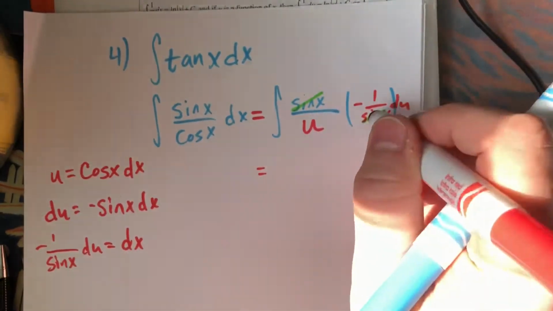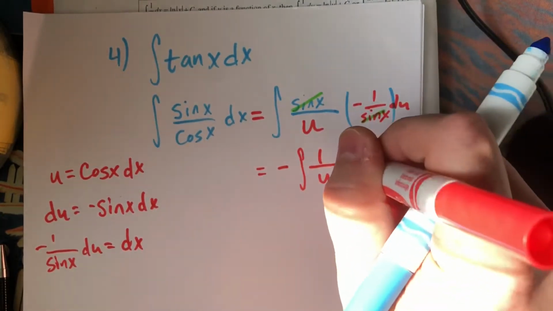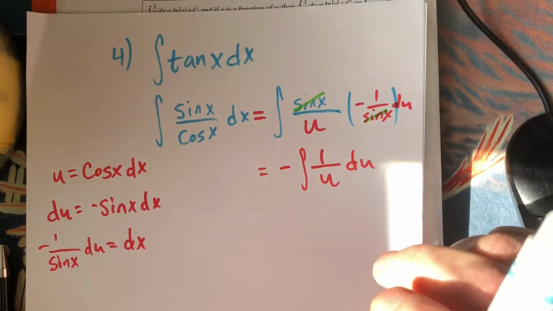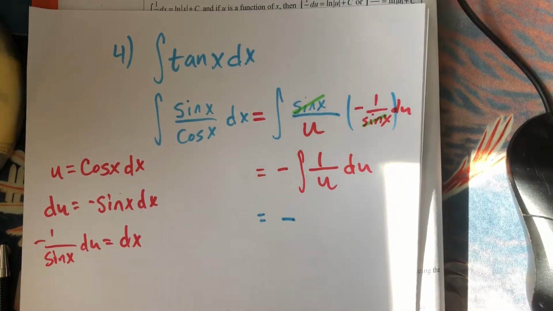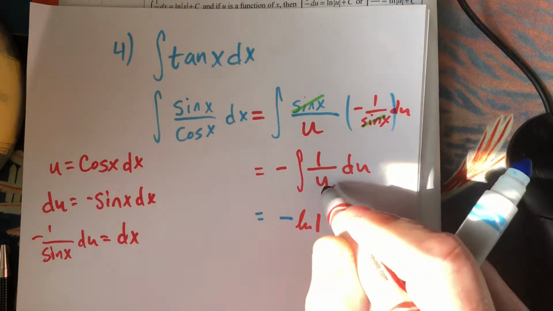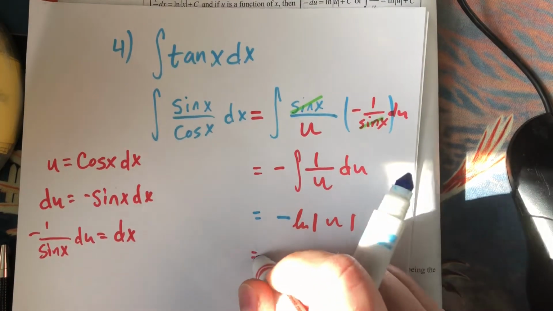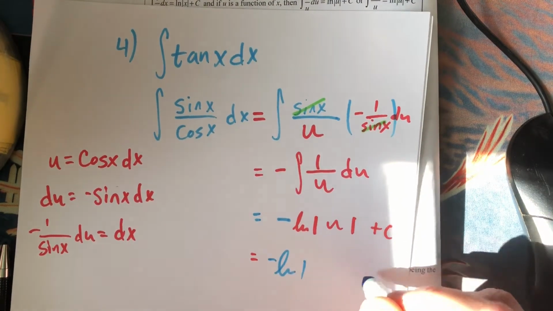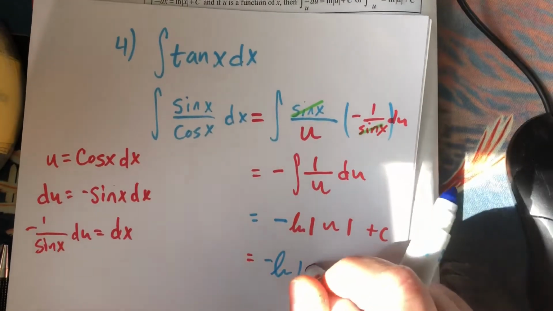So now I can pull a negative 1 out front. Oops, these didn't change. I shouldn't have marked them in red. So now I can say negative natural log absolute value of u plus c, which is negative ln absolute value. U was cosine.